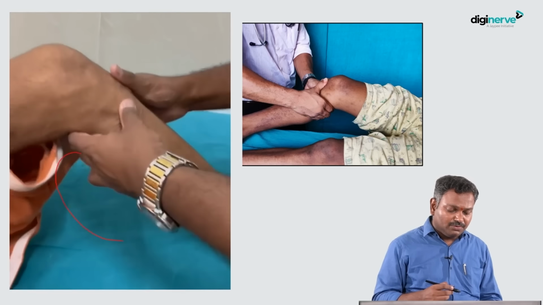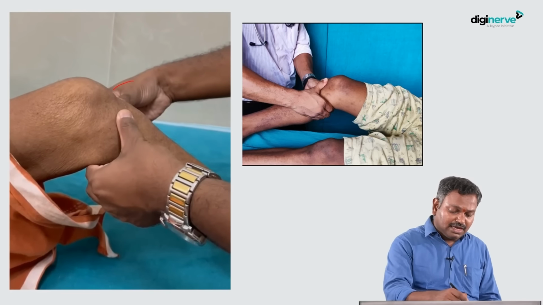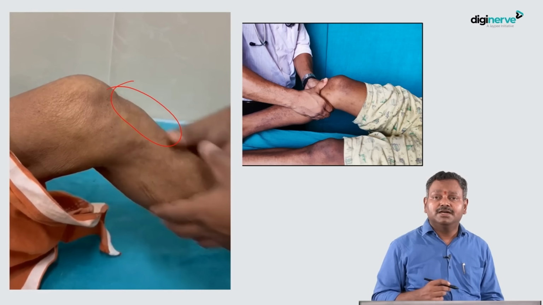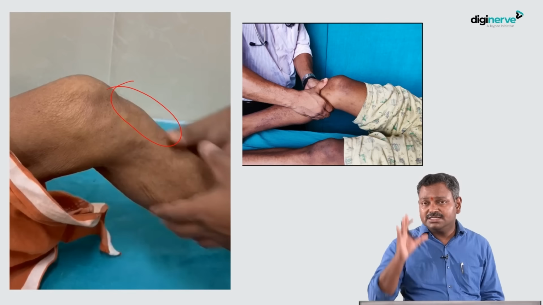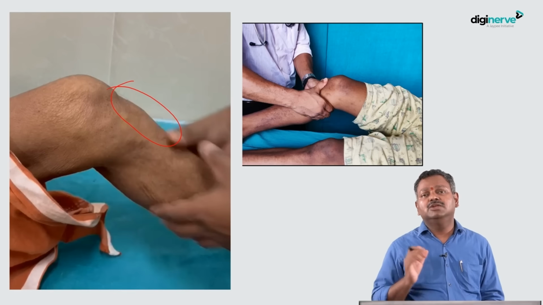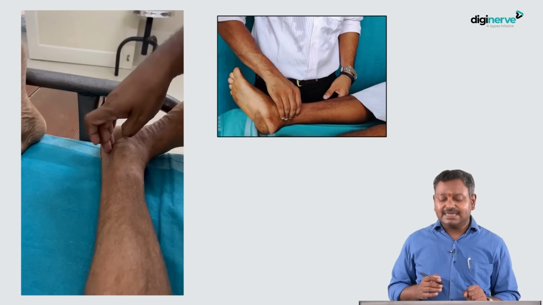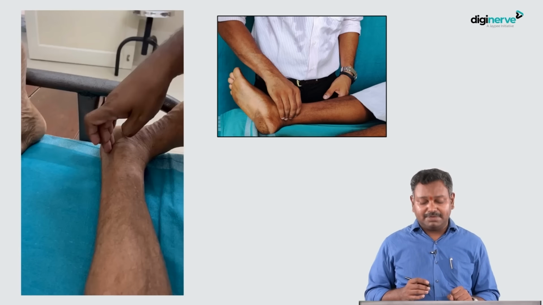You can see here what we are doing here. Here you're keeping the thumbs on the tibial tuberosity. Artery is always felt on the lateral part in the lower part of the popliteal fossa. Please remember, it is not in the upper triangle, it's in the lower triangle. It is in the lateral part of the lower triangle. Very commonly asked in the exam. Next, coming on to the posterior tibial pulse.